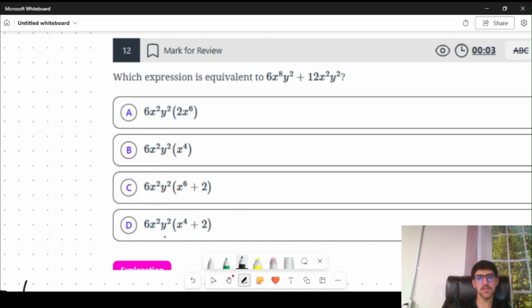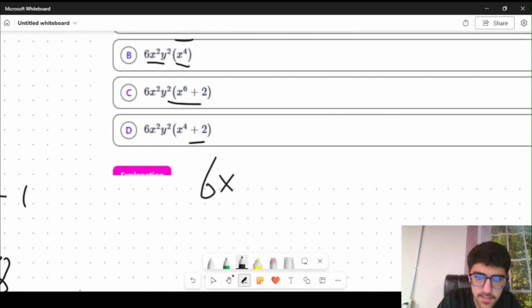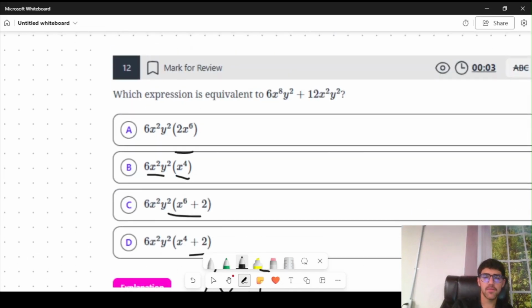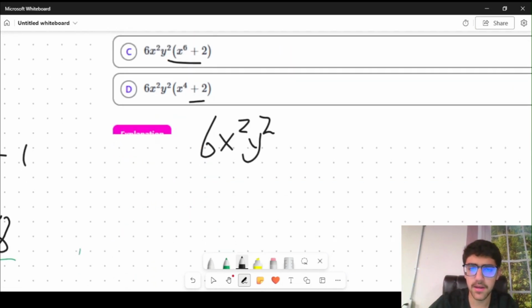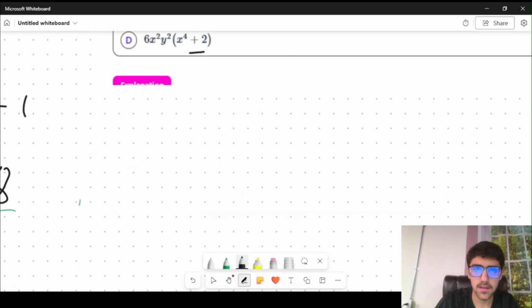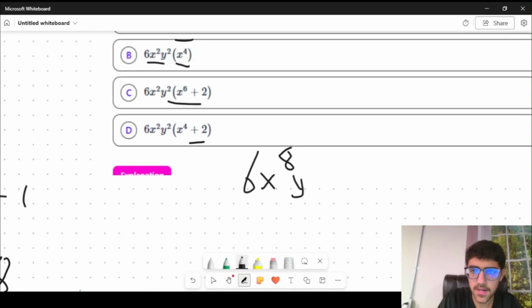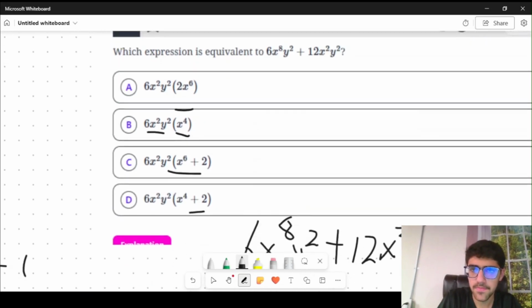So what are we supposed to do to solve this? Let's just factor out 6x squared y squared and see what we get. We should get one of the things in the parentheses after we factor it out. So if we factor out 6x squared y squared times the inner part. Okay, so from the first one, we take out 6. I'm just going to copy it down actually. So 6x to the 8 y squared plus 12x squared y squared.